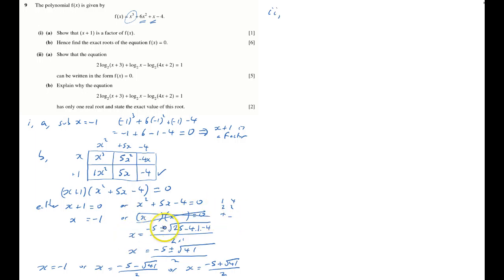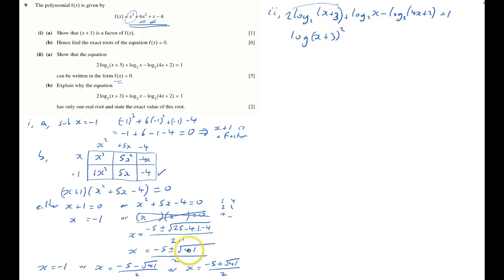Show that the log equation can be written in the form f of x equals 0. So this shows me I've got to get that to equal 0. So it's going to be all to do with rules of logs. So 2 log to the base 2 of x plus 3 plus log to the base 2 of x minus log to the base 2 of 4x plus 2, that equals 1. Right, first thing, the power bit can go up to the top there, and so that will give me log of x plus 3 squared.